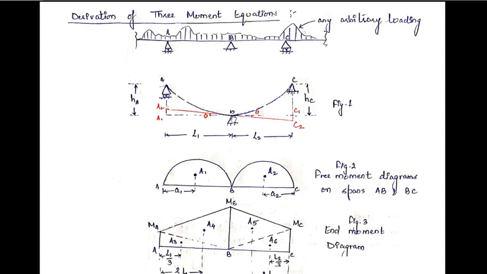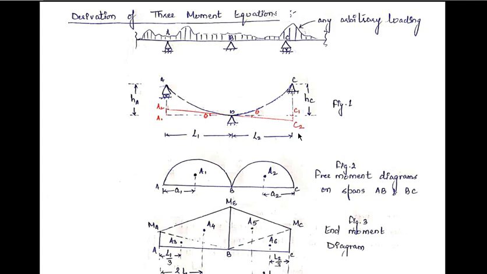Now, suppose this red line is the tangent at point B on this elastic curve. See, this deflection curve which we have got here is also known as the elastic curve. So on this elastic curve, if I draw a tangent at point B, suppose this red line is that tangent. Suppose this point is A1, this point is A2, this point is C1, this point is C2.